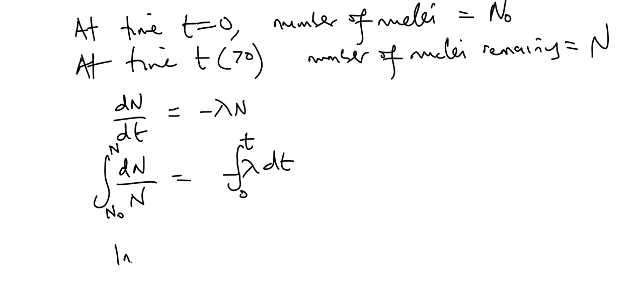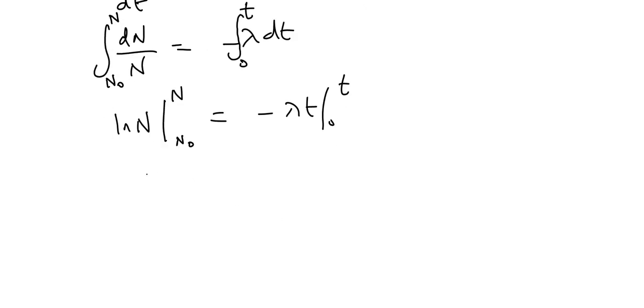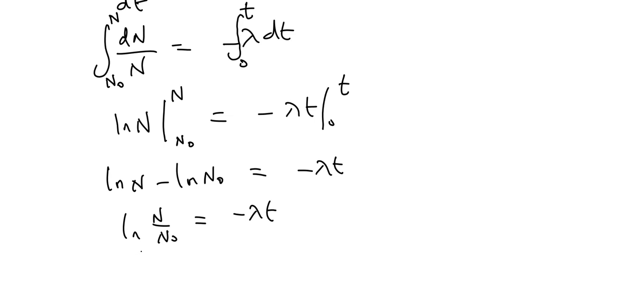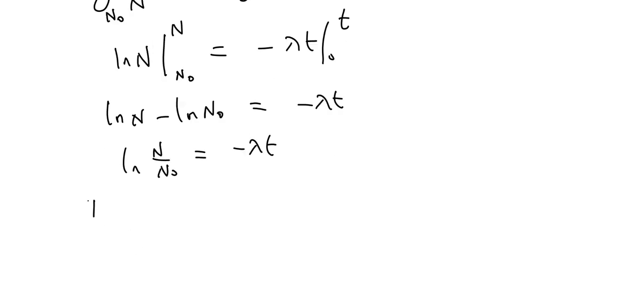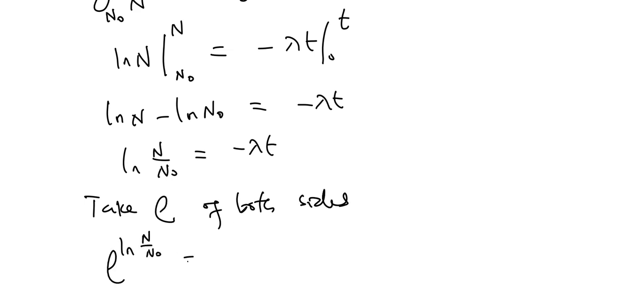If we integrate this, we have ln N, the natural logarithm of N, with limits of integration from N naught to N. The same thing here, we have minus lambda t from 0 to t. So this can be written as ln N minus ln N naught equals minus lambda times (t minus 0), and t minus 0 is still t. We can write this as ln of N over N naught equals minus lambda t. Then we take the exponential of both sides, so that we have exponential of ln N over N naught equals exponential of minus lambda t.